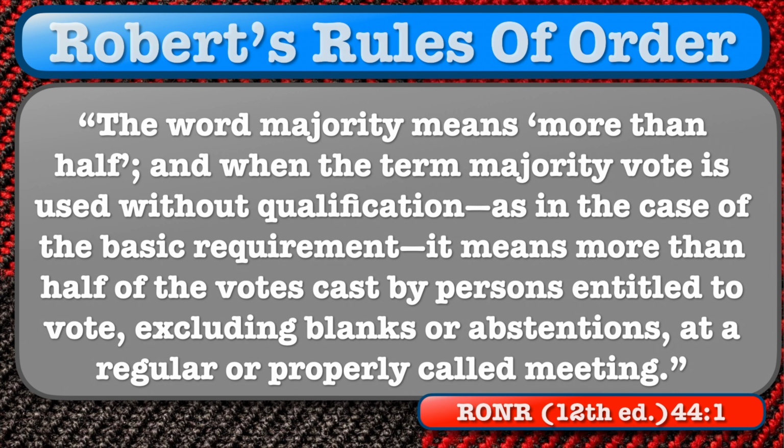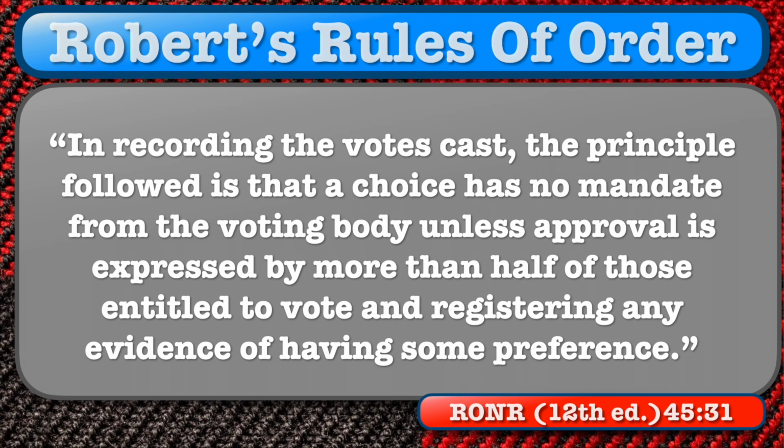Robert's Rules of Order also provides that in recording the votes cast, the principle followed is that a choice has no mandate from the voting body unless approval is expressed by more than half of those entitled to vote in registering any evidence of having some preference. So keep that in mind. A choice has no mandate unless approved by more than half of the votes cast, and majority vote means more than half of the votes cast.